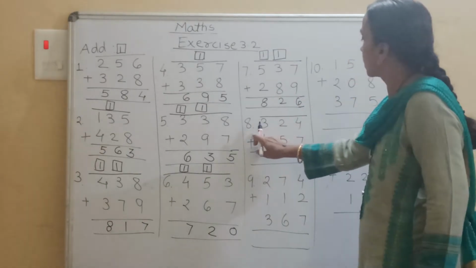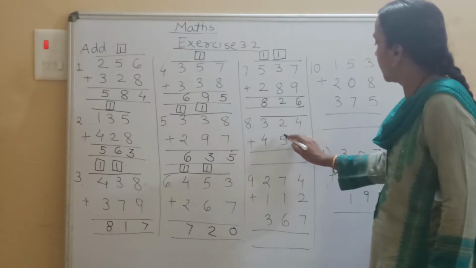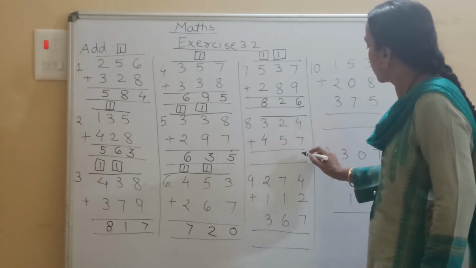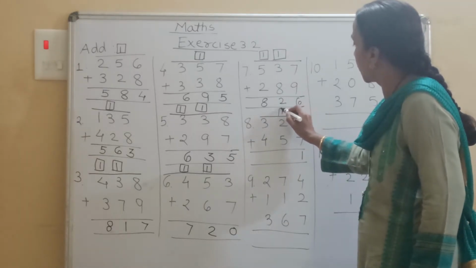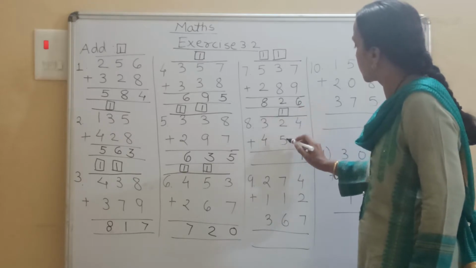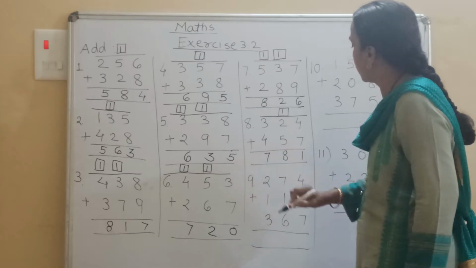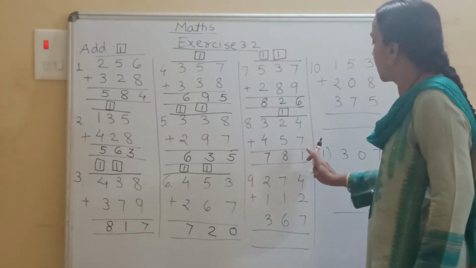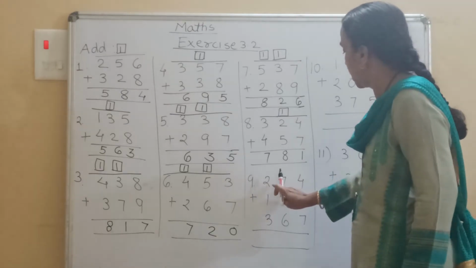Now see the eighth example. 324 plus 457. 7 plus 4, 11. So write down 1 here. Write down carry 1 here. 2 plus 1, 3. 3 plus 5, 8. 4 plus 3, 7. What is the answer? 781.